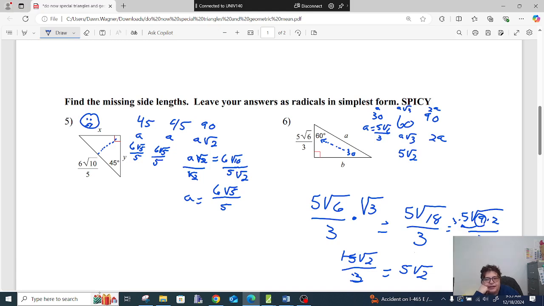Now, across from the 90, you would do 2 times A, which is 5 square root 6 over 3, which is equal to 10 square root 6 over 3, because 2 times 5 is 10. So your answers were: across from the 60 would be 5 square root 2. Across from the 90 would be 10 square root 6 over 3.